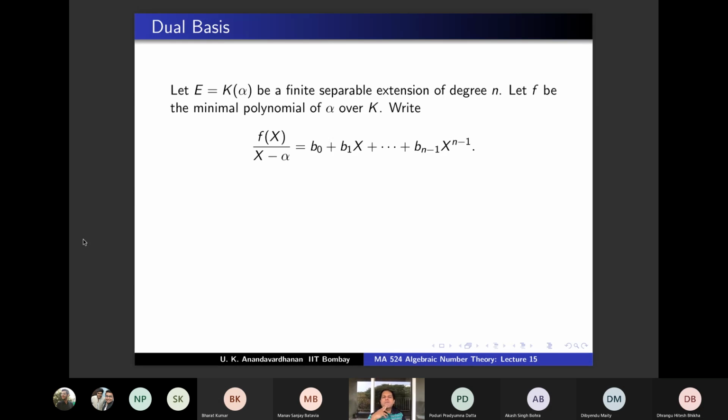And I'm going to write F(x) divided by (x minus alpha). Alpha is a root in some algebraic closure. Of course, alpha belongs to E, but the other roots may not belong to E, because I'm not saying it's normal, only separable. But in any case, you can write down F(x) by (x minus alpha). That will be (x minus alpha 1), (x minus alpha 2), etc., for the other roots. You can multiply it out and write it as a polynomial where the b_i's belong somewhere.